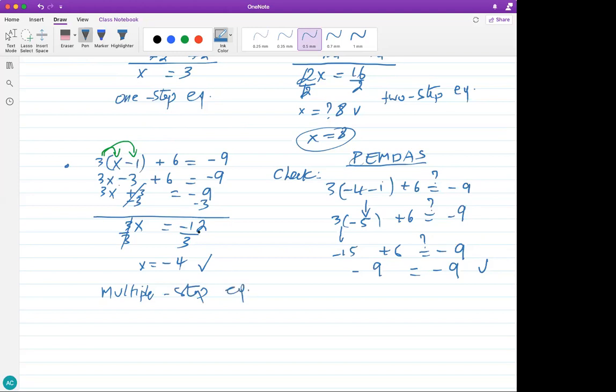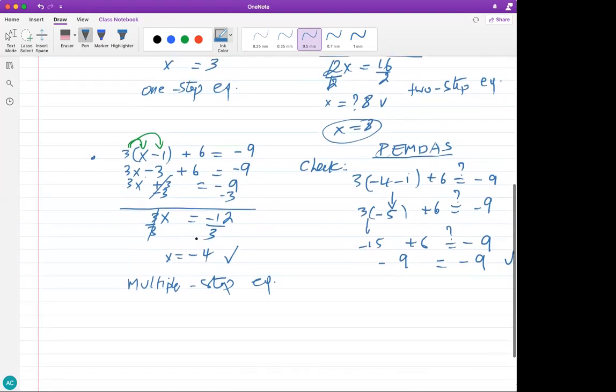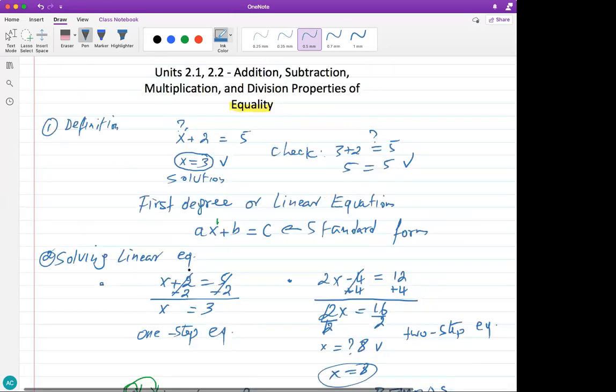Multiple step equation. As you can see, it took us a few steps. This part, usually you can do on the side. If you want to show it in the homework, that's fine. If you want to show this, that's fine. But this, you have to show all these steps here.